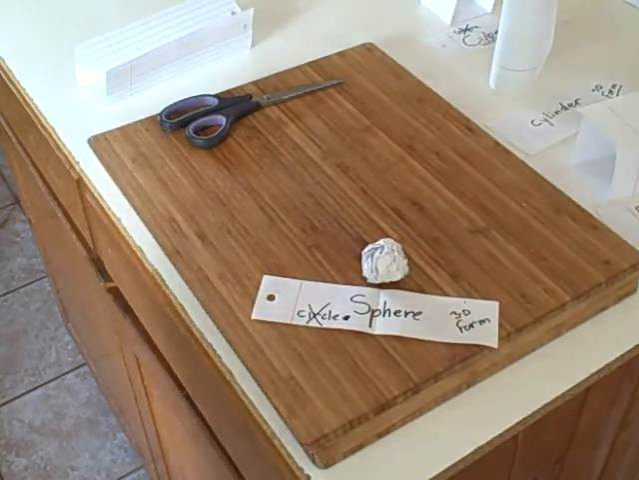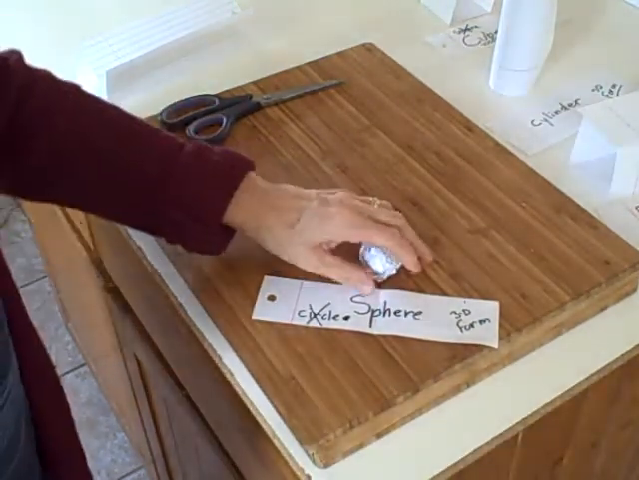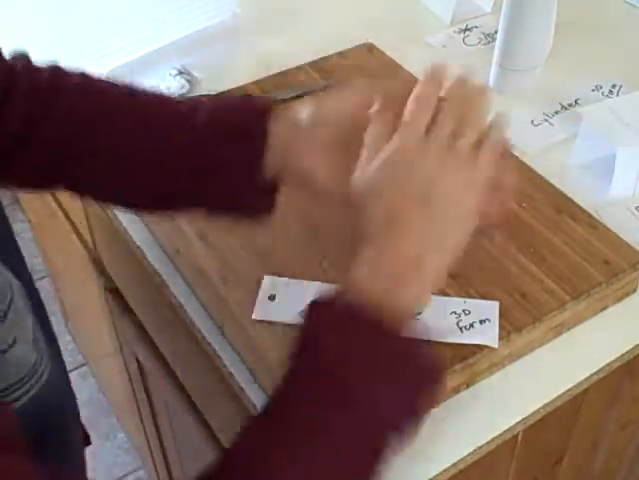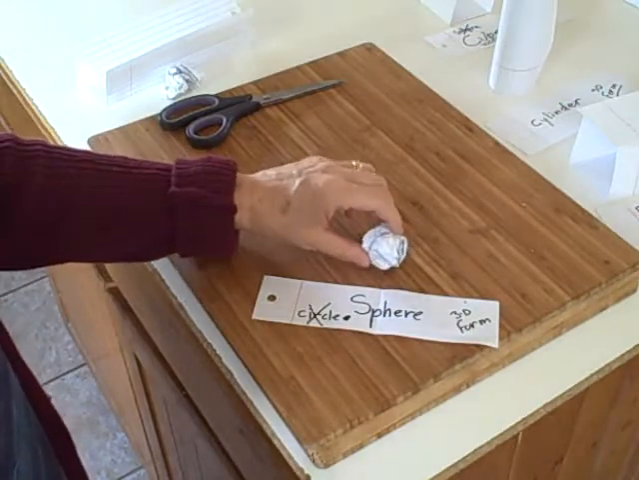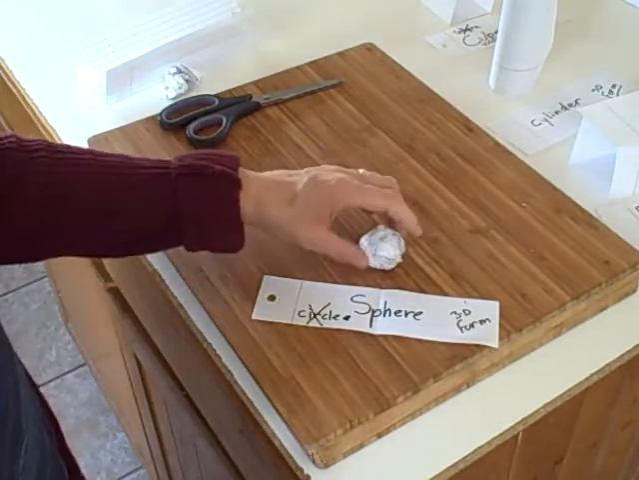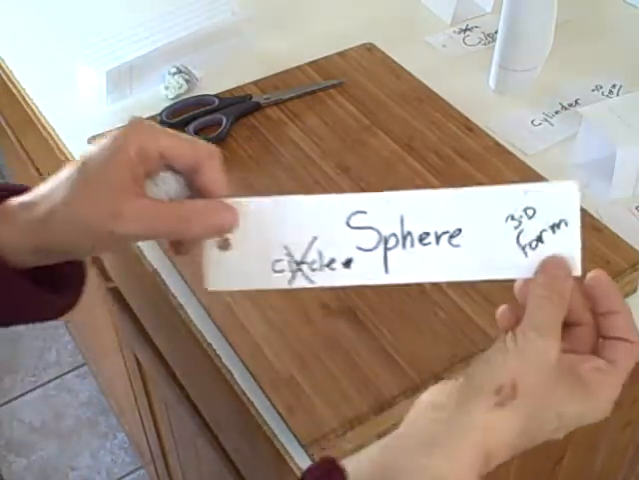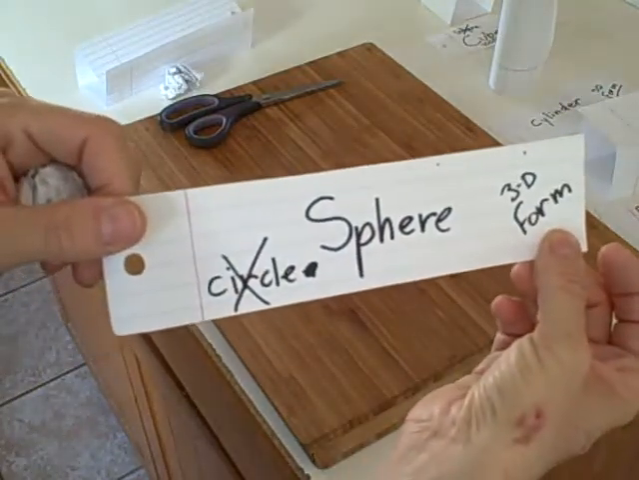I'm going to push that paper together as hard as I can, and I can roll it to make it into what looks like a sphere. If I want to use a little bit of tape to hold it together, I can, but I don't need to. And then you're going to write a little label that says sphere 3D form.